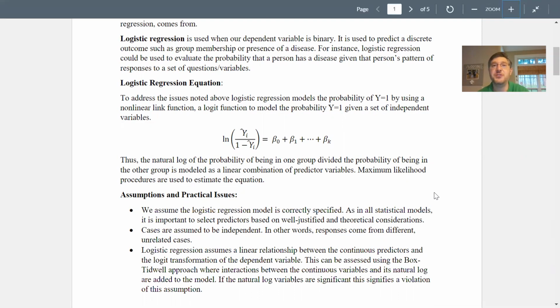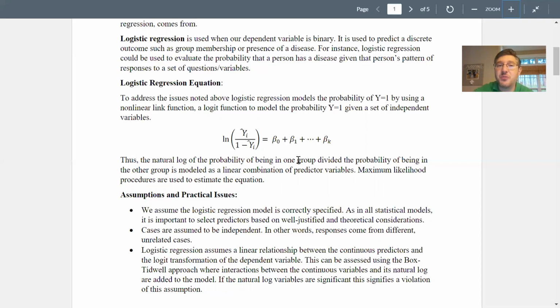So logistic regression is really used when our dependent variable is binary and we want to predict whether you're in group 1 or group 0, or group 1 and 2, or whether you have a disease or you don't have a disease, whether, say, a student is retained or not retained, whether a student had to repeat a grade or didn't repeat a grade. And we want to know, can we explain their group membership given their pattern of responses on a set of independent variables.